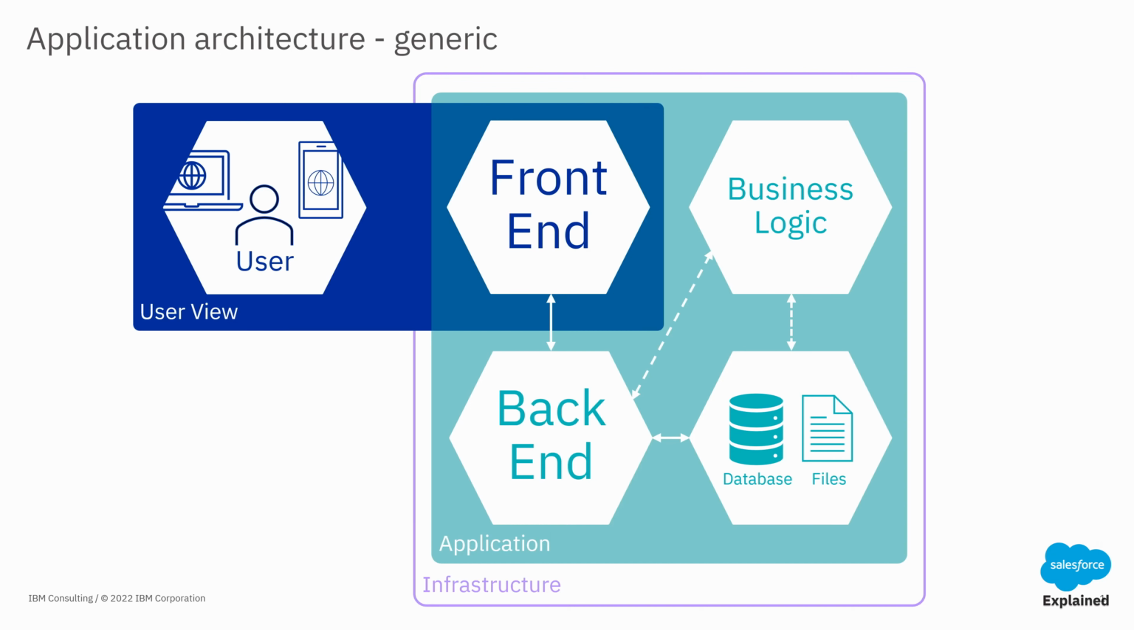The generic application architecture contains four main elements: front-end to enable users to access the application data, back-end to communicate between front-end and data storage, business logic to automate activities via synchronous and asynchronous actions, and finally database and file storage to provide a persistent data layer.